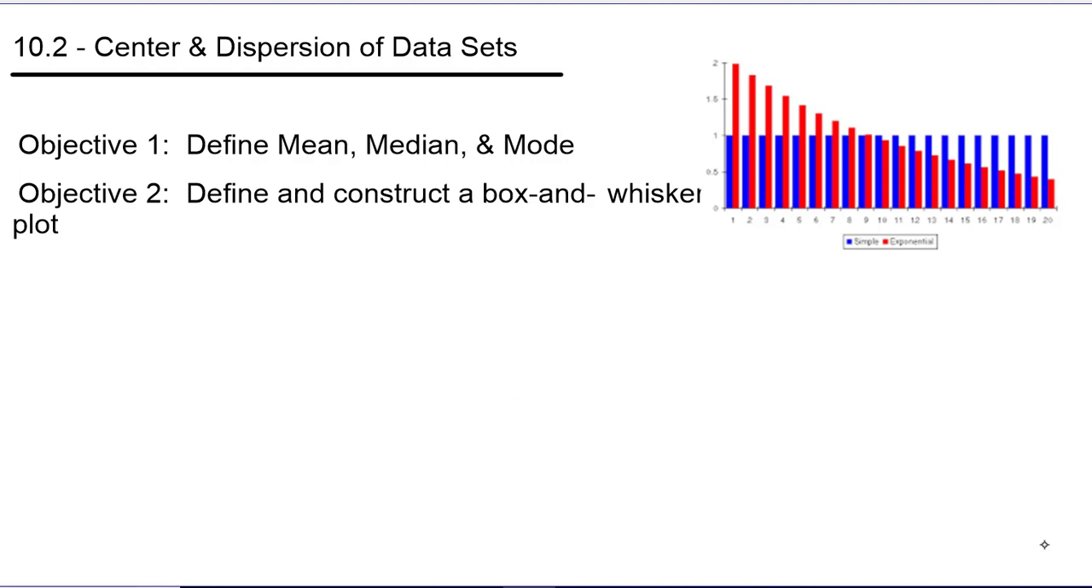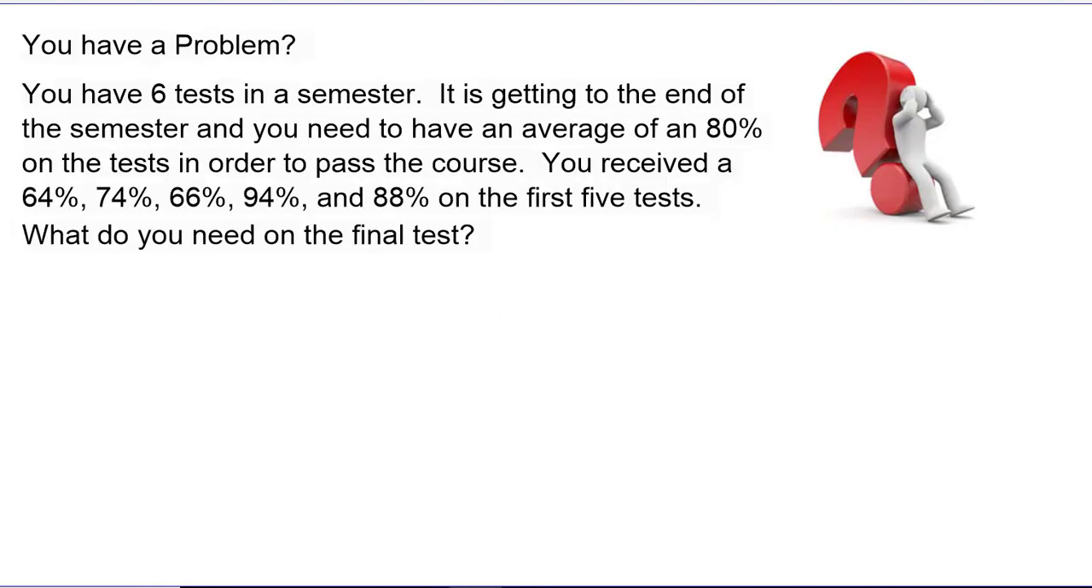Alright, section 10.2 deals with mean, median, mode, and box and whisker plots. I'm just going to give you a problem that deals with average or mean. You have seen problems that look like this, so let's figure out how to solve them.